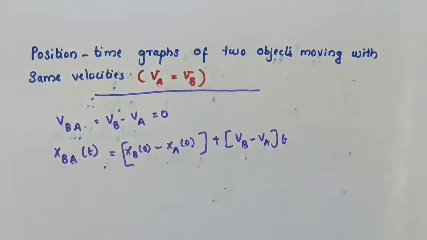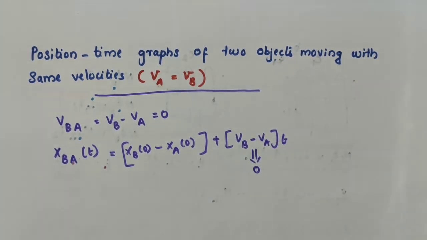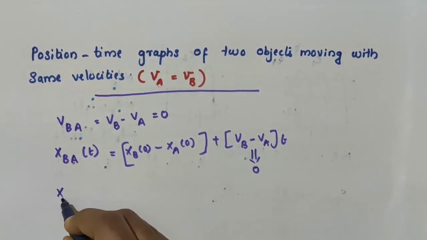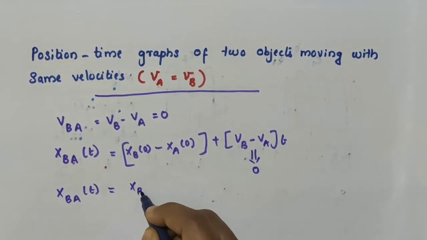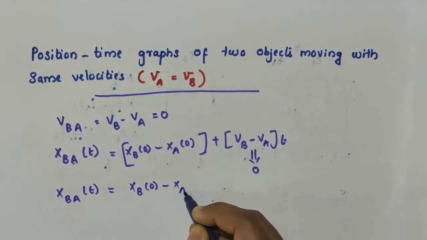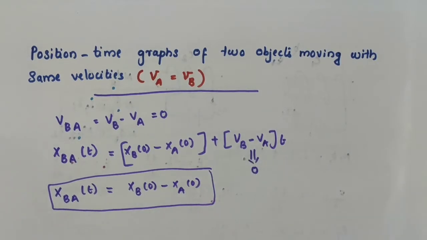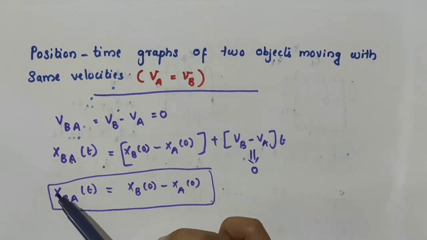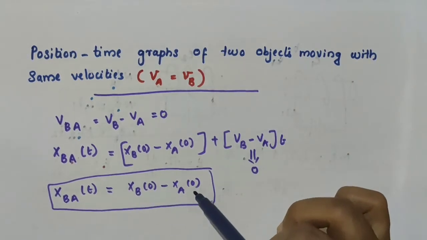Since VA equal to VB here, the term VB minus VA becomes 0. So, the displacement of B from the object A at a time t can be written as XB of 0 minus XA of 0, because the second term became 0. From this you can see that at any time t, the displacement of B from the object A is a constant. Because this is equal to XB of 0 minus XA of 0.